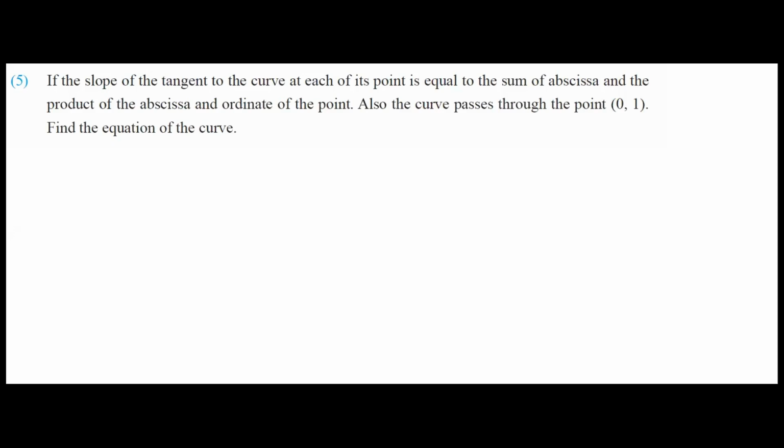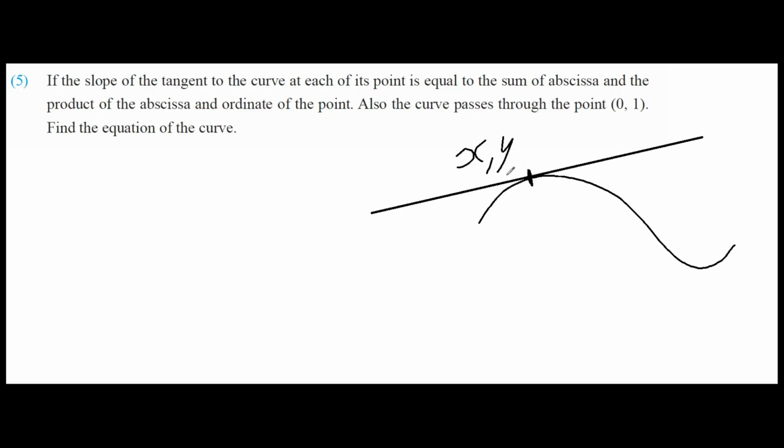Fine. So question number 5, it says that the slope of the tangent to the curve at each of its points is equal to the sum of the abscissa and the product of the abscissa and ordinate of the point. Okay, so let's understand what it says. Say I have a curve like this. Now there is a tangent, so I'm going to draw a tangent at some point. I will call this particular point x and y. These are the coordinates of this particular point.